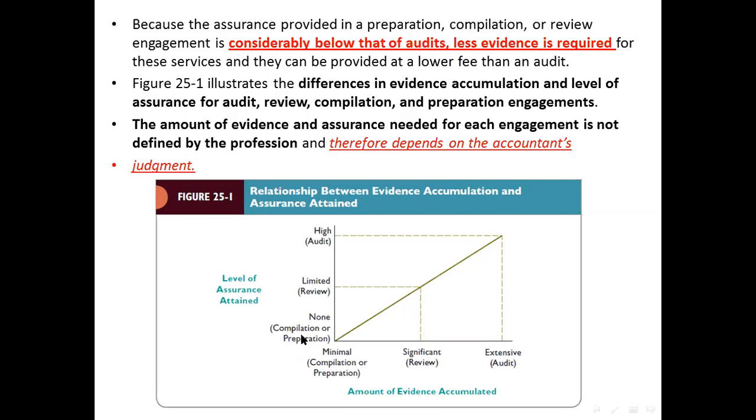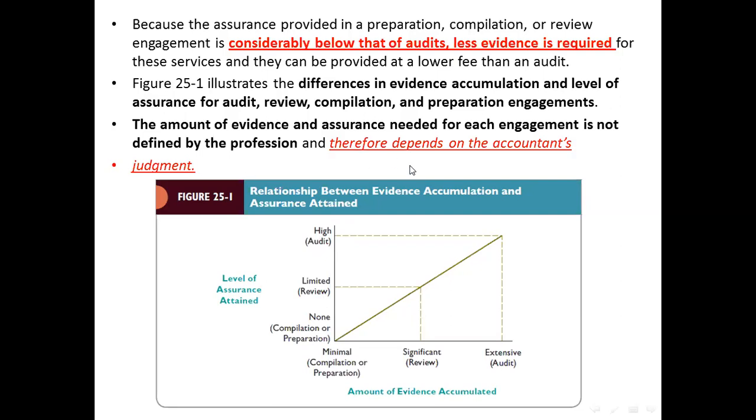Okay, for completion and preparation, there is no opinion expressed by the CPA firm. In preparing the financial statements, there is no opinion, so that will be considered 0 or none as a level of assurance, no level of assurance. Review is limited, and audit is high, a high level of assurance attained based on this vertical line.